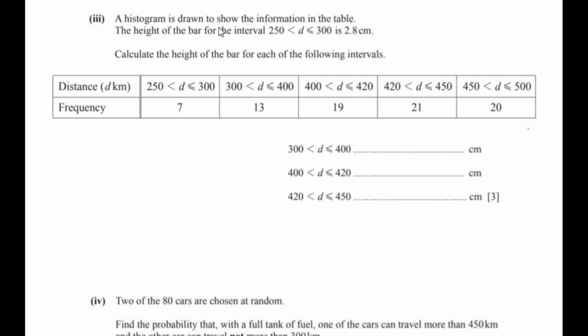A histogram is drawn to show the information in the table. The height of the bar for the interval 250 to 300 is 2.8 centimeters. Calculate the height of the bar for each of the following intervals. And the intervals asked over here are the second, the third and the fourth. So we have to find out what is the height of these three class intervals.